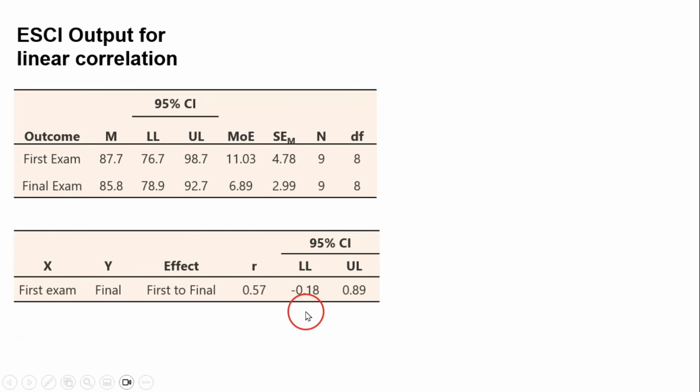And then there is the confidence interval for the correlation coefficient. And that ranges from a -0.18 up to a +0.89 for our upper limit. So make a note of this confidence interval here. We're going to come back to that in a slide coming up. And you can see that it appears that 0 is in that interval. So it appears to be a plausible value.